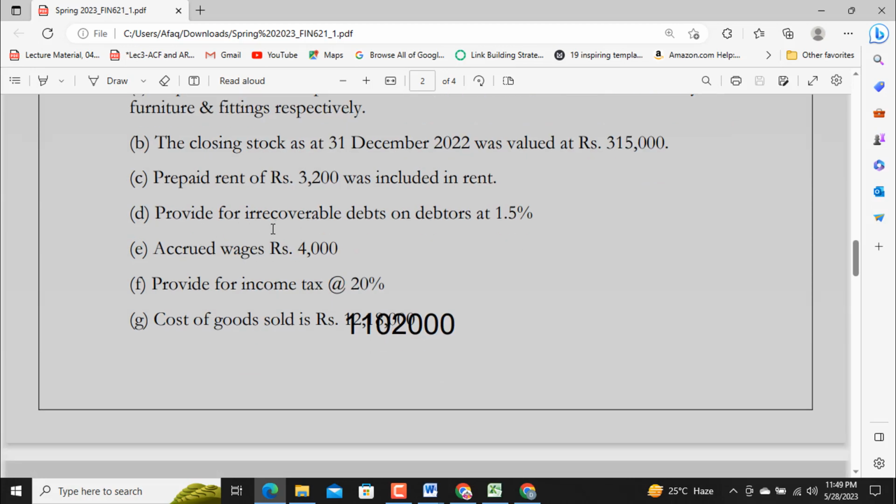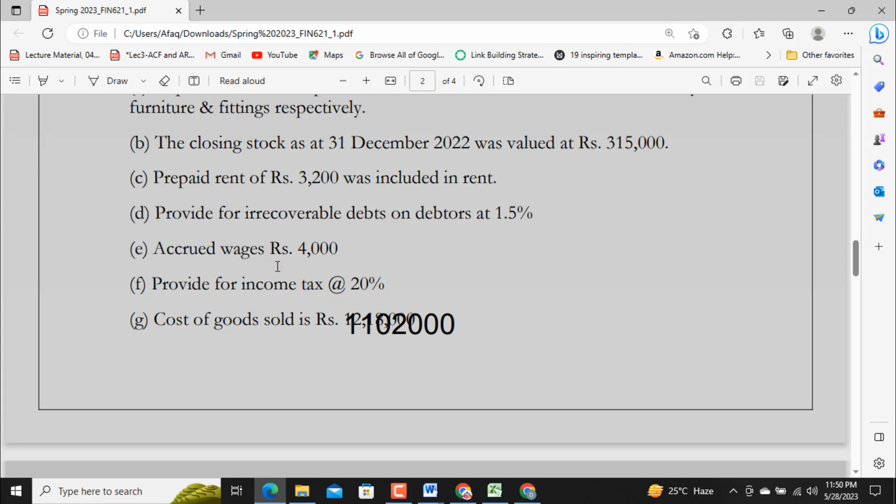Provide means provision for irrecoverable debts on the debtors at 1.5%. No bad debt account is seen there, and no provision for irrecoverable debts is seen there. So this is a totally new entry. Both new accounts are generated here.